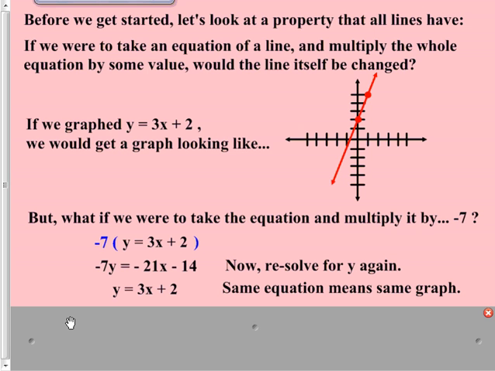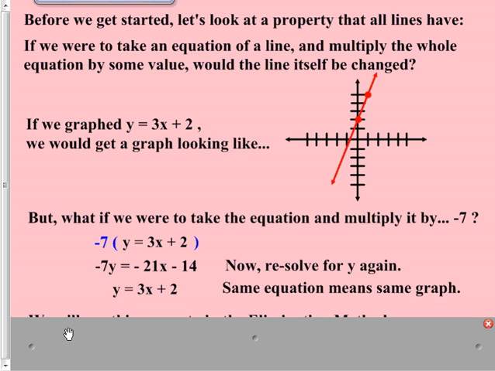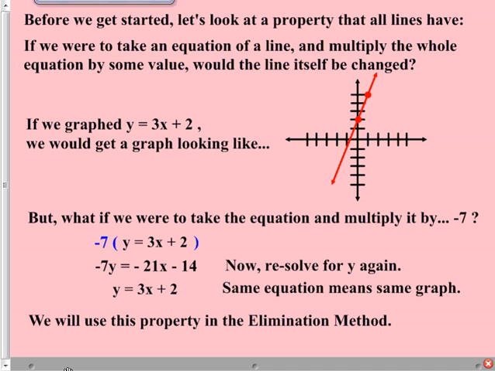And since we ended up with the same equation, that of course means we will end up with the same graph. So the short explanation of that will be that yes, we can take any equation that we want and we can multiply it by any value that we want without changing what the equation means. This is going to be a cornerstone property of the elimination method.